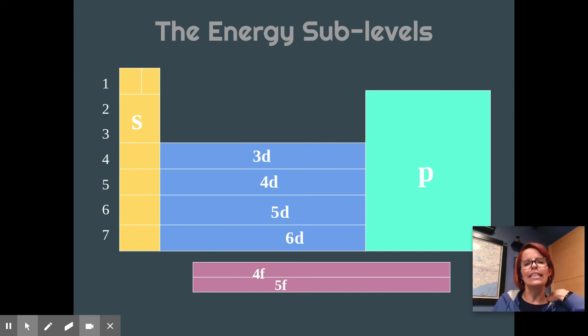So anyway, there are reasons for that. I'm not going to go into all the details right now, but just be aware that it's 3D, 4D, 5D, 6D, and then 4F, 5F when we're talking about the Fs. It has to do with the way that the periodic table is actually set up with the lanthanides and actinides cut out. Okay, moving on.